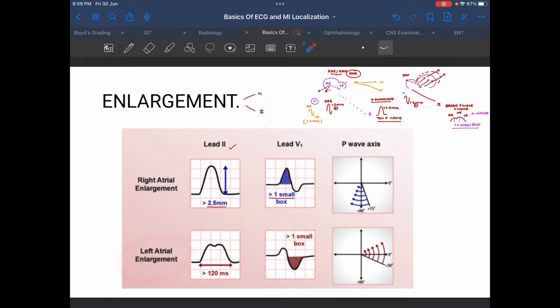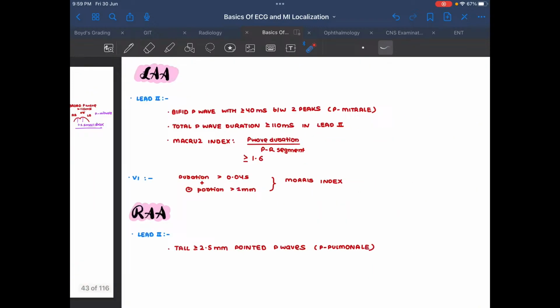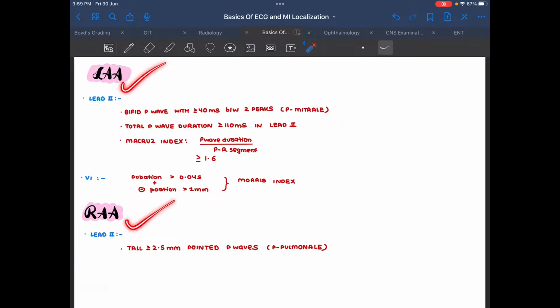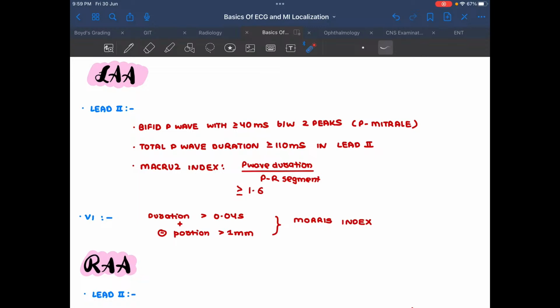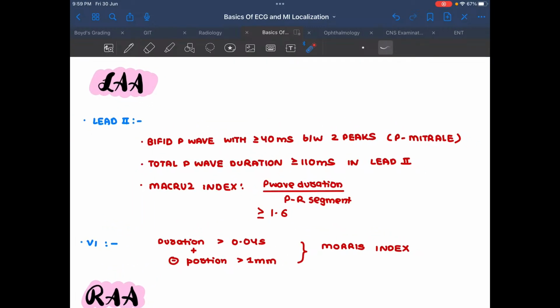What about left atrial enlargement? It's a broad P wave more than 120 milliseconds, some books say more than 110 milliseconds, or it is more than one small box positive in amplitude or negative in amplitude. So that's your left atrial enlargement. So we have basically covered LAE and RAE. There are two indices as well. So let's look at left atrial enlargement.